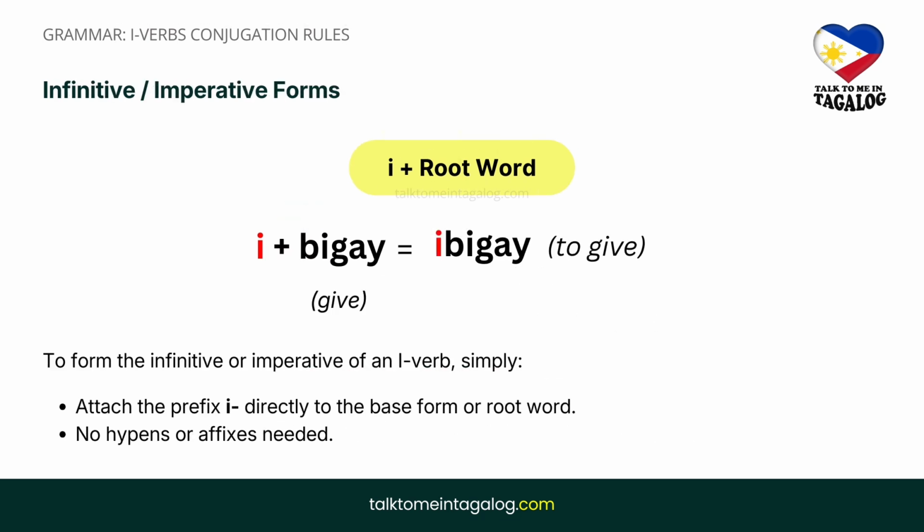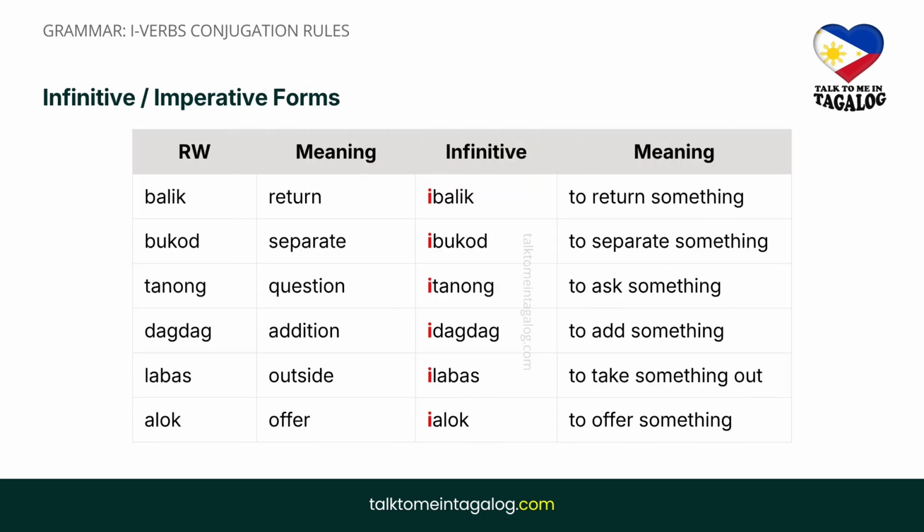Now let's look at the infinitive form. In English, the infinitive is formed by using to followed by the base verb. In Tagalog, you simply add the prefix I to the beginning of the root word. For Tagalog I-verbs, the infinitive form is also used as the imperative form, so the same verb can be used when giving commands or instructions. Let's look at some examples of Tagalog I-verbs in their infinitive and imperative forms.